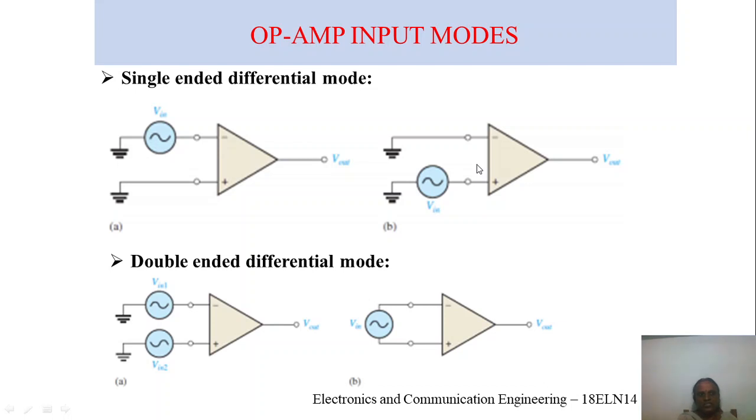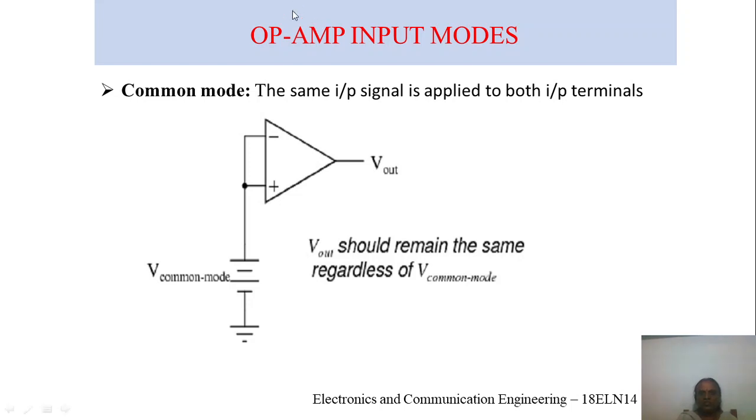Okay, so hope this is very clear. Now whatever may be the output, we should have a common mode of voltage. Why is the common mode of voltage there? In the common mode, the same input signal is applied to both the input terminals. That is called the common mode. The same input signal is applied to both the input terminals, so the output should remain the same regardless of any common mode voltage.